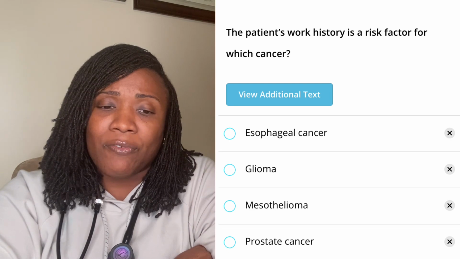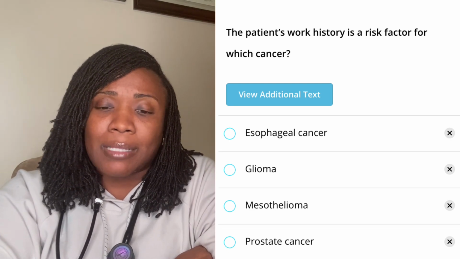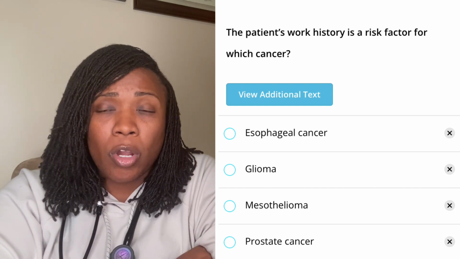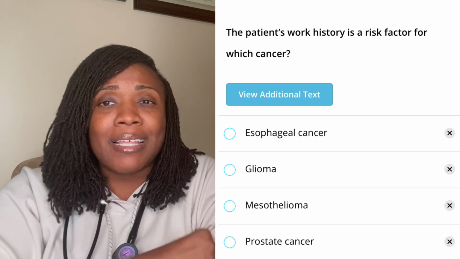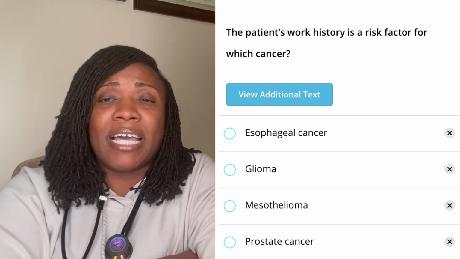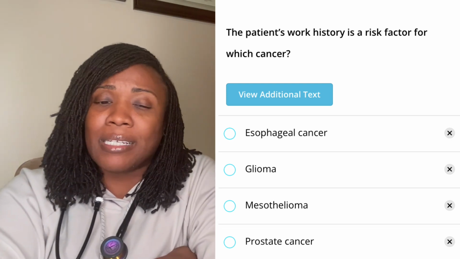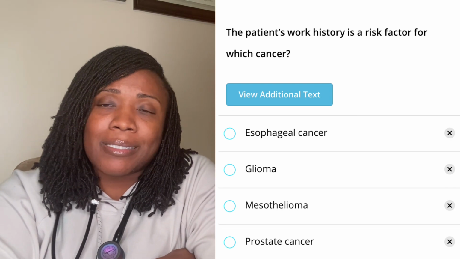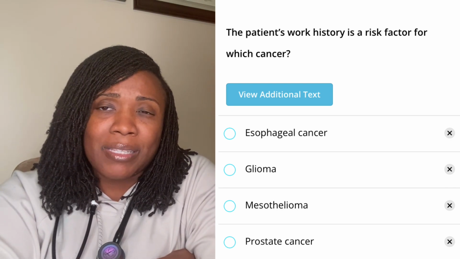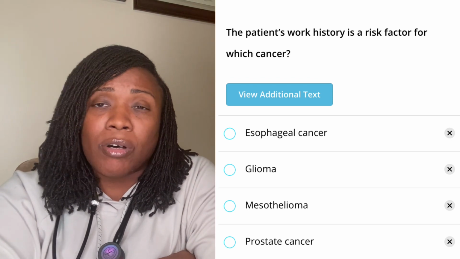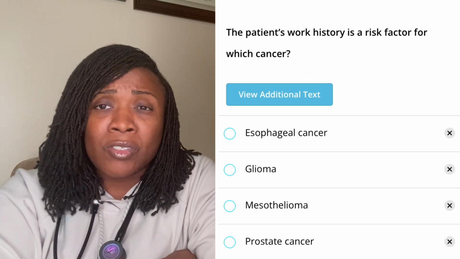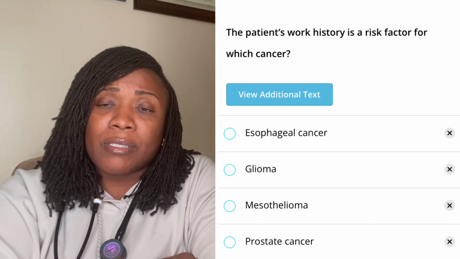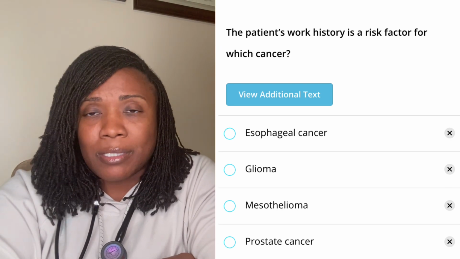Then we have glioma, and glioma is not associated with an airborne type thing. So usually when you're looking at a work-related cancer, it is something that's inhaled that would put the patient at risk for developing a cancer, and glioma is not one of those. Now there is esophageal cancer, but like I said, it's not something that you're going to inhale that'll cause you to get cancer in the esophagus. So the biggest thing that you want to know is that it is mesothelioma. Mesothelioma is associated with inhaling asbestos.